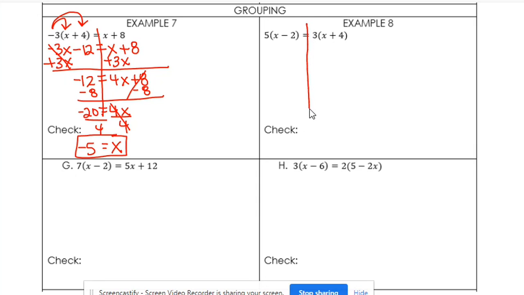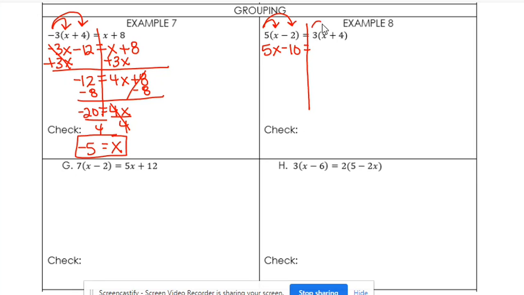Let's do example 8. Do we have any grouping symbols? This time you'll notice, yes, we have grouping on the left, parentheses, and grouping on the right, parentheses. So we have two sets of parentheses that we're going to deal with first. So let's start on the left. We're going to do 5 times x because it's the number on the outside. So 5 times x is 5x. And then we're going to do 5 times negative 2, which is negative 10.